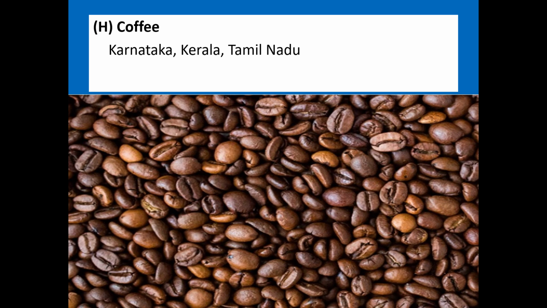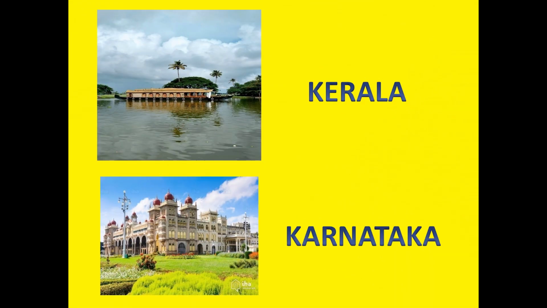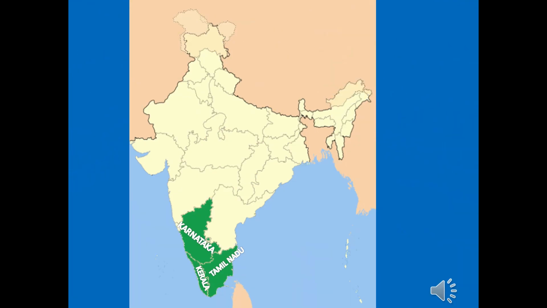Coffee is a plantation crop. It is a powder obtained from the seeds of berries of a tree. It contains a stimulating substance called caffeine. Next to tea, coffee is the most popular drink in the world. Coffee requires uniformly high temperature, 22 degrees Celsius, throughout the year. The location of these places on the political map of India are as follows.